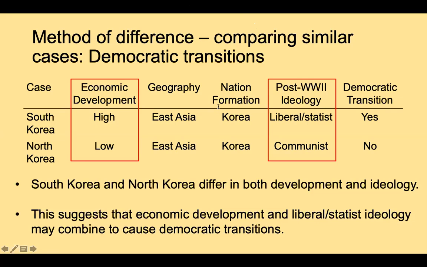On the other hand, North Korea became an authoritarian state due to low development, dependence of the state on the communist regime. Good, Joel. So you're picking out another inference that hasn't really been drawn. On the other hand, North Korea did not democratize because of the absence of development and because of the persistence of a communist ideology. Good, very, very good. So this does suggest then that development and ideology may both be at work in shaping the outcome.